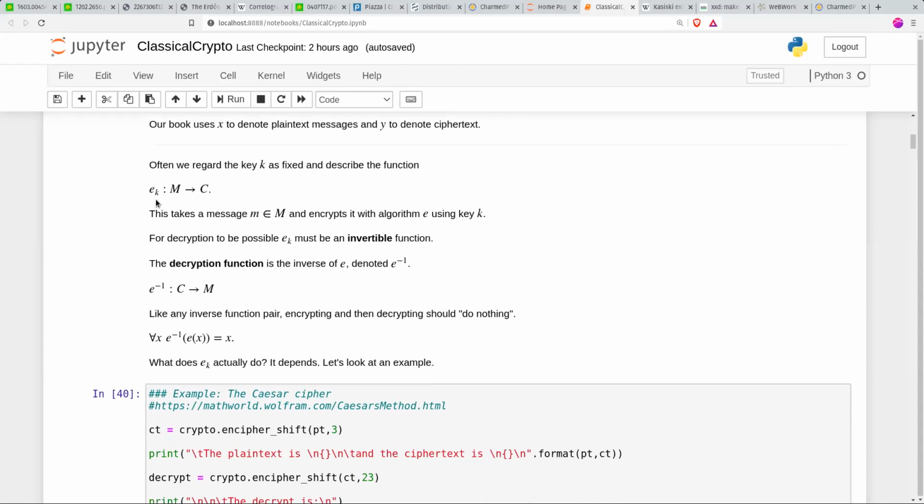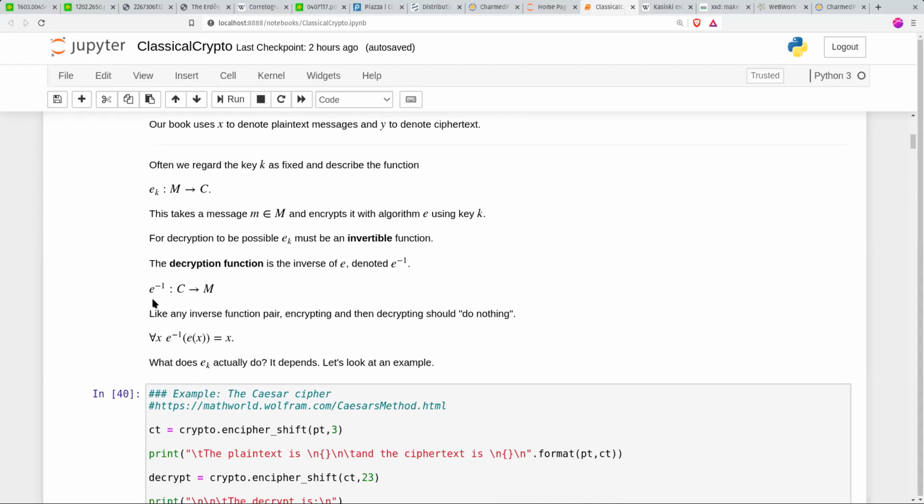Okay, so just looking at this function, this has to be a little bit of a special kind of function because you don't want to just destroy information. You want to encrypt it and then later decrypt it. So that means that the encryption function has to be invertible. So you have to be able to go backwards as well as forwards.